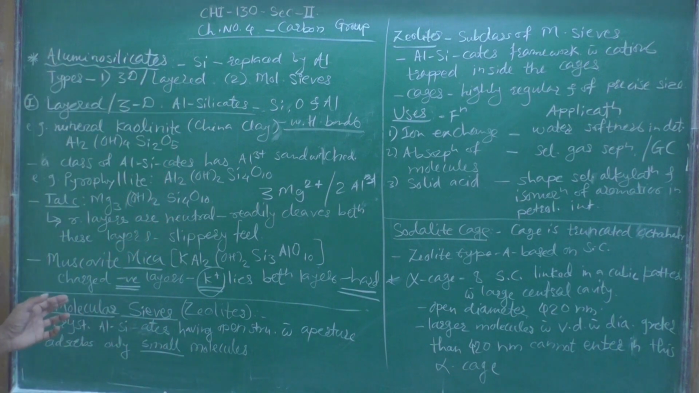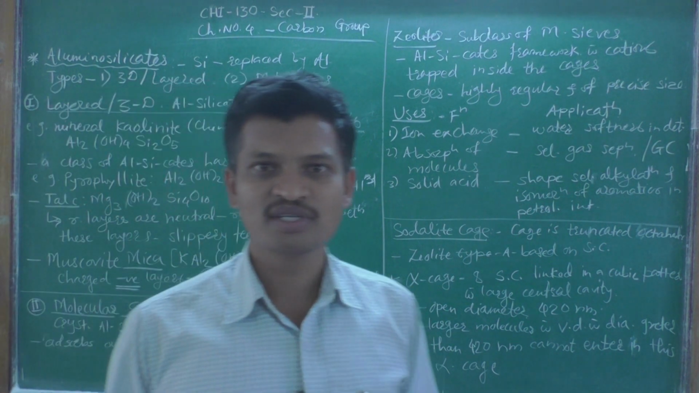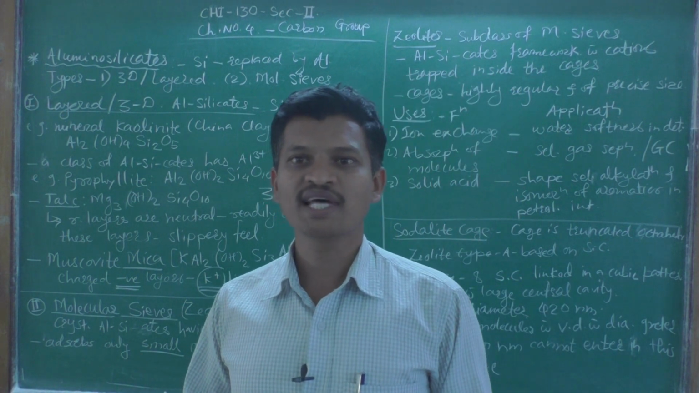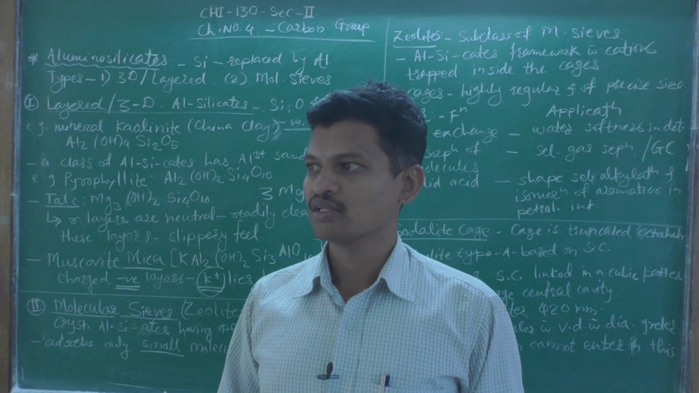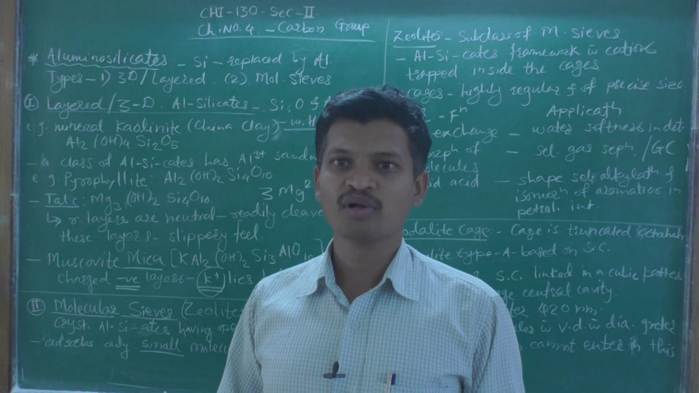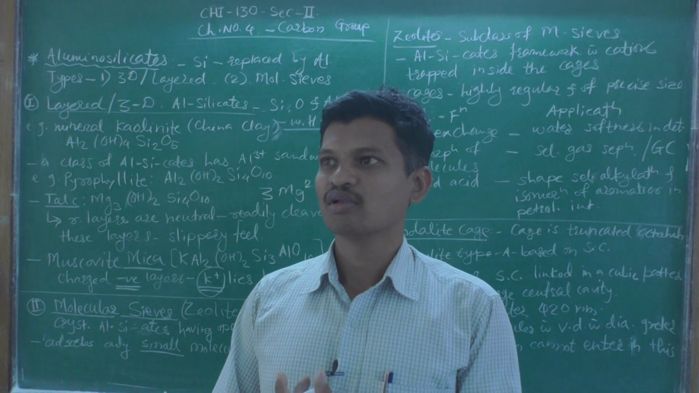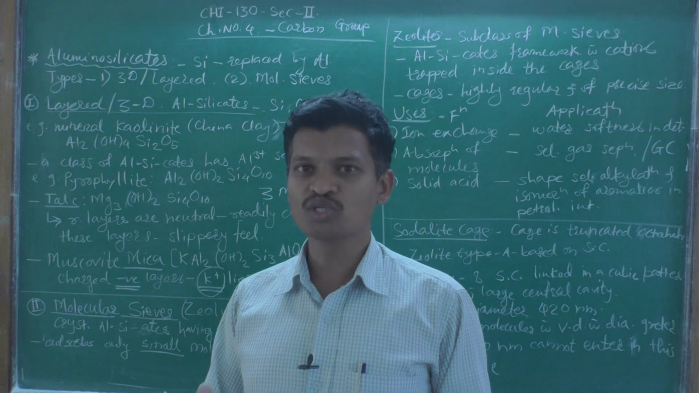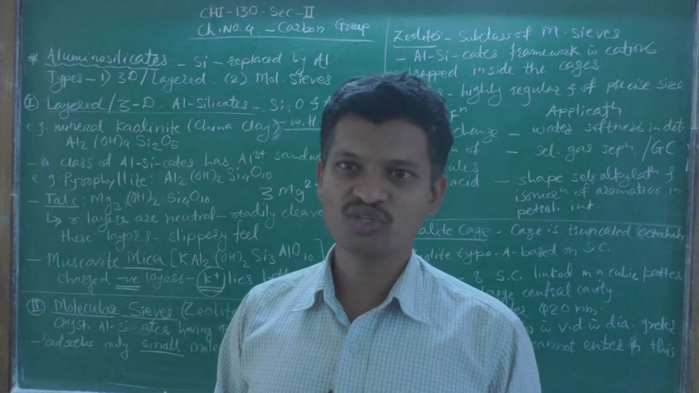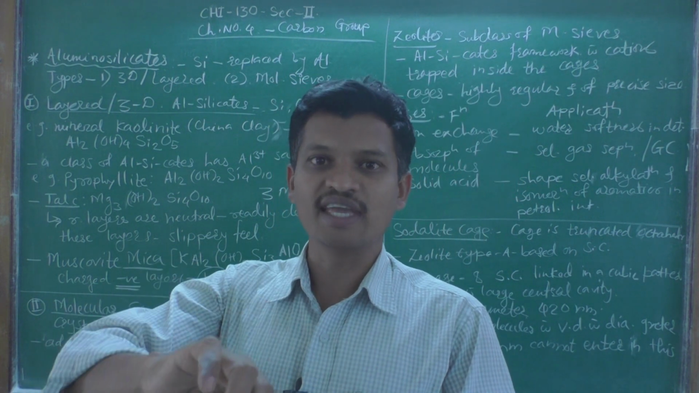Now, the second type of these aluminosilicates is molecular sieves. So, what are molecular sieves? What is meant by sieves? A sieve is one of the things which is used to filter, like the sieve that we use to filter the tea.